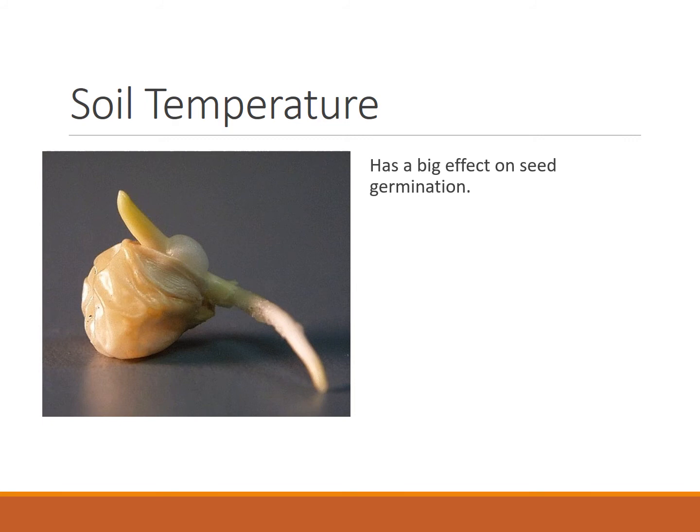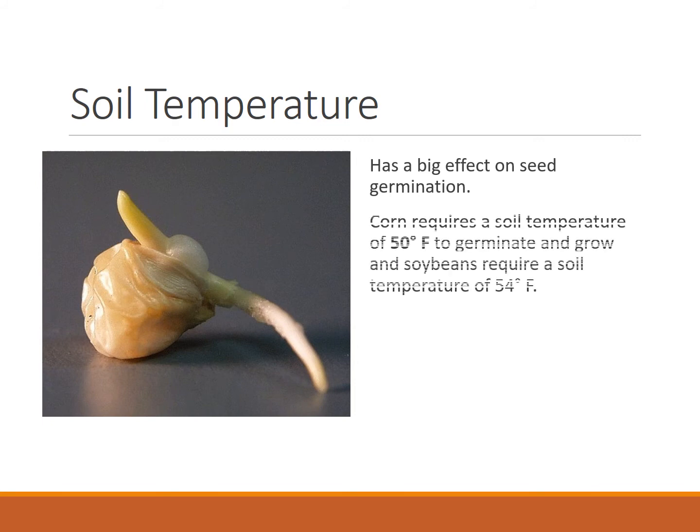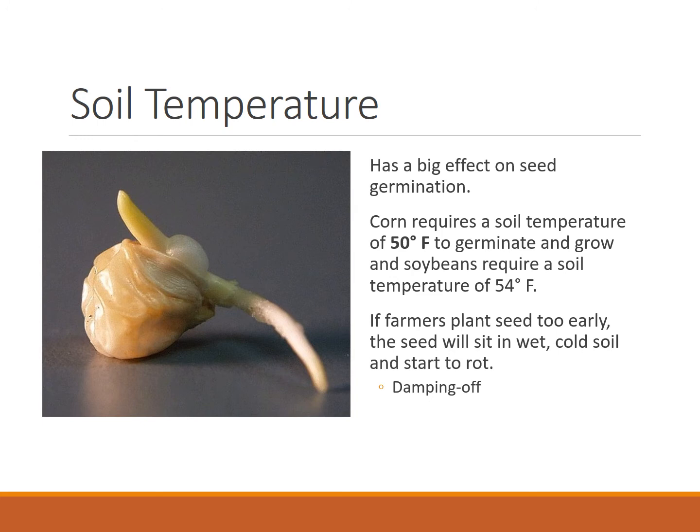Now in addition to that, some seeds also require light for germination. So temperature has a big effect on seed germination. For example, corn seeds require a soil temperature of 50 degrees Fahrenheit to germinate. Soybeans, on the other hand, require a slightly warmer soil temperature of 54 degrees Fahrenheit to germinate. So the bottom line is for corn or soybean farmers, they're going to hold off and wait until the soil temperature warms up enough before they plant.